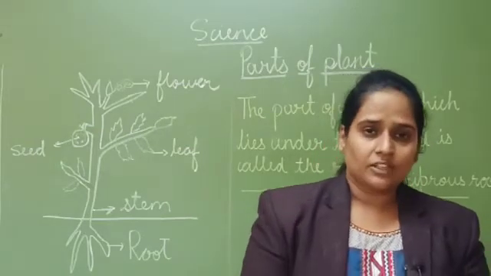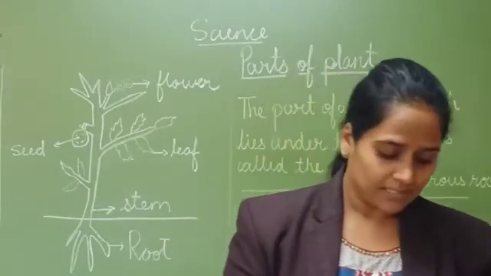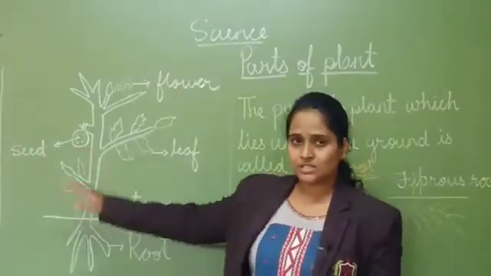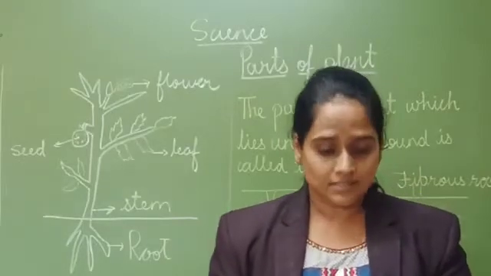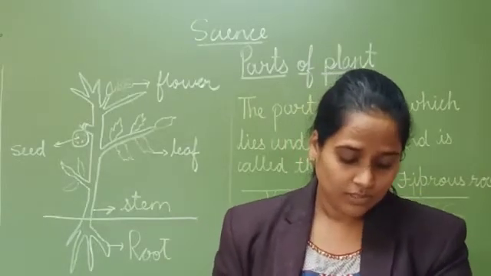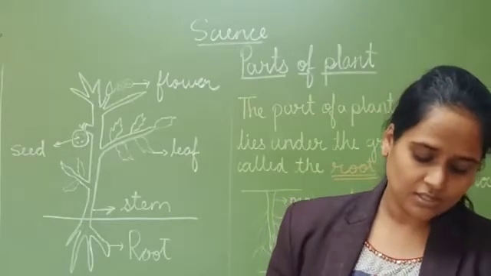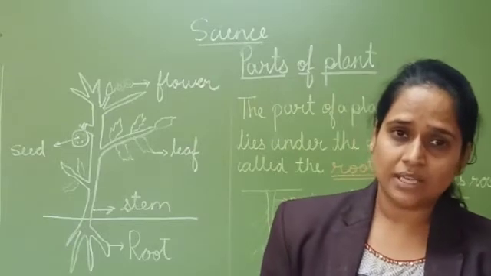In the second part now we will learn more about the stem. Now what is stem? A part of a plant that grows above the ground. Now this part which is above the ground is called the stem. What does it do? It holds the plant upright and carries water and minerals from roots to all the parts of the plant.